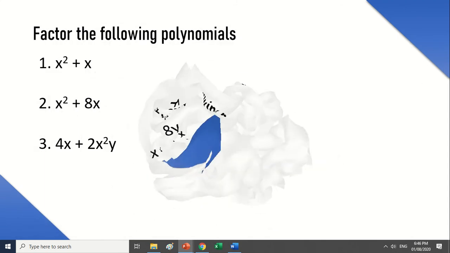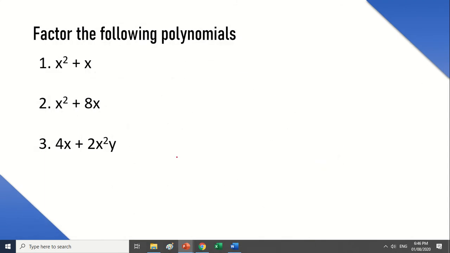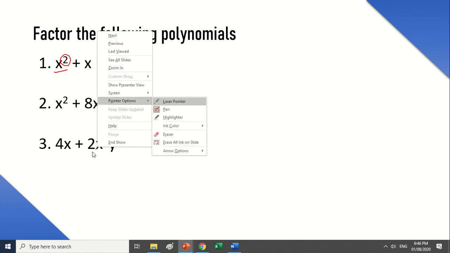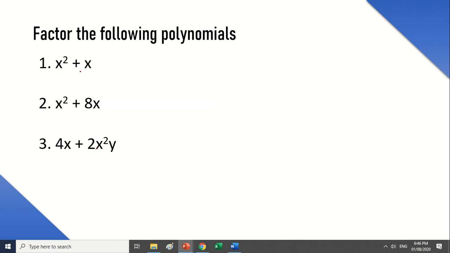Next, factor the following polynomial. So for this one, as you can see, we already have x squared, or an exponent. Okay, so let's try. For x squared and x, what do you think is the common monomial factor? Common, ano yung magkaparehas sa kanilang dalawa? So I think it's x, because for this one, we only have x. So x dito and x din dito.